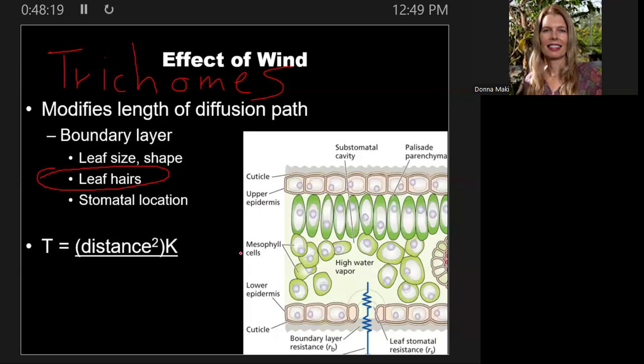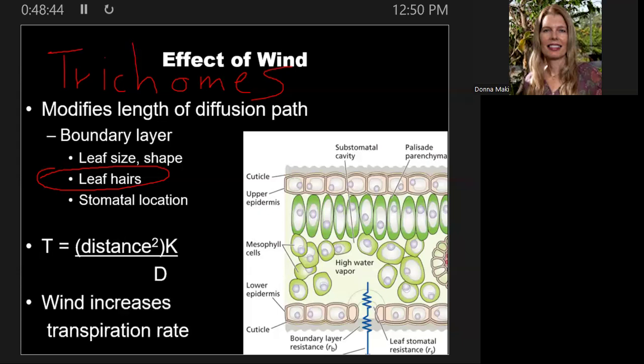Oh, let me finish this equation. So this is going back to that, how long does it take for something to diffuse? The distance squared, K over D, you've seen that equation before. So again, just showing that if you thin out that boundary layer, it messes with your distance value. And that can, if you thin out your boundary layer, you increase your transpiration rate.